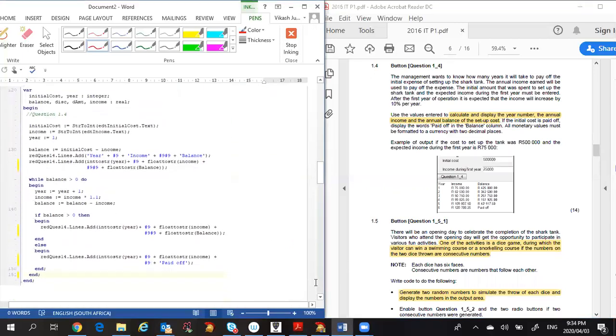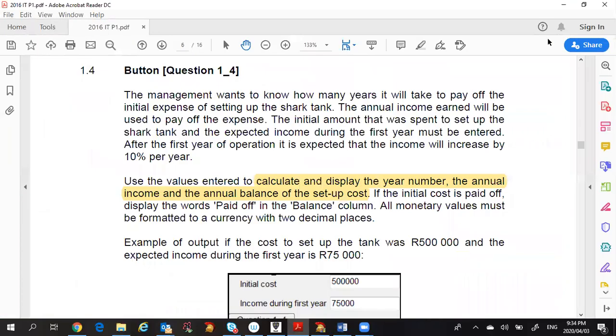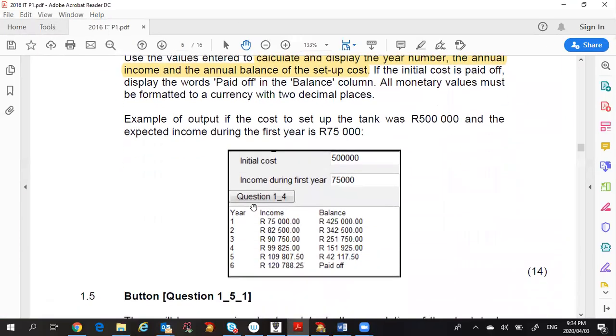In question 1.4, you have to calculate and display the year number, the annual income, and the annual balance of the setup cost. Let's try to understand this question a little better.